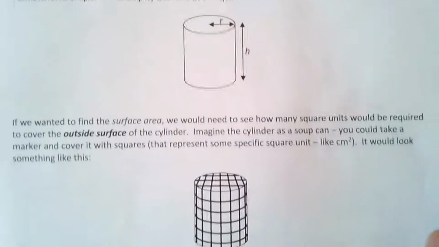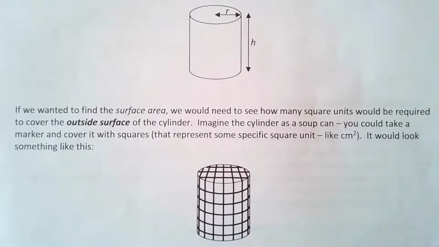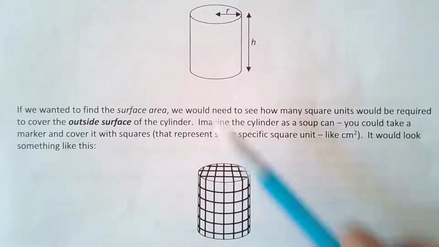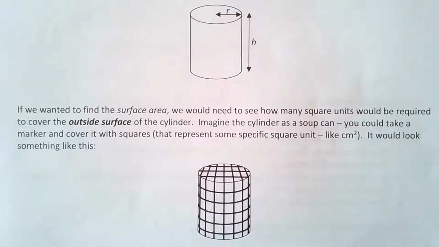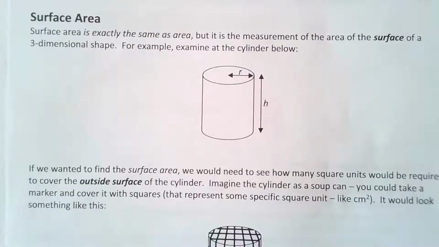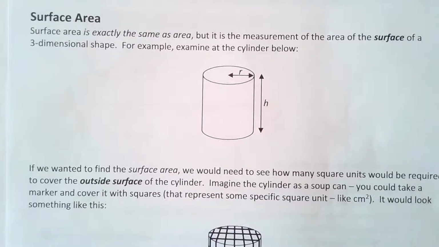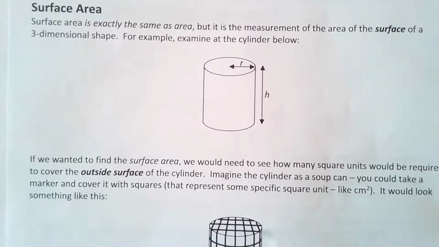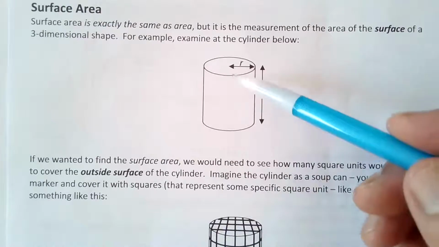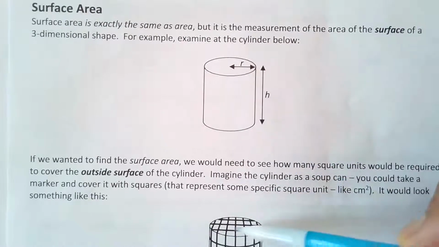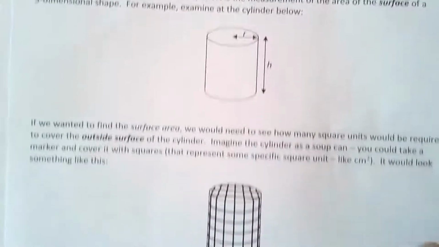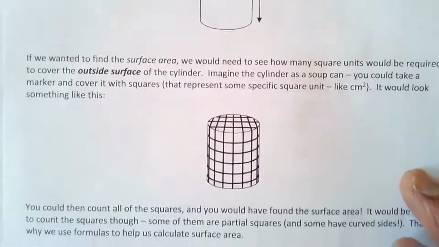Now, when it comes to the surface area of a 3D object, let's look at a can, or a soup can, or any kind of can. You have the top and the bottom, a lid, top and the bottom. If you were to draw a series of squares around it and count the number of squares, that's the surface area. Here's an illustration.